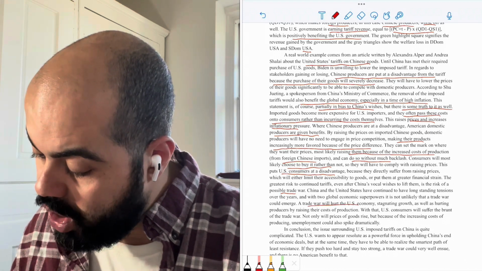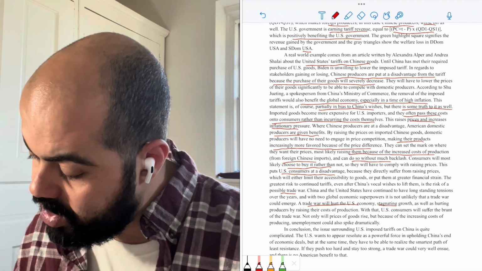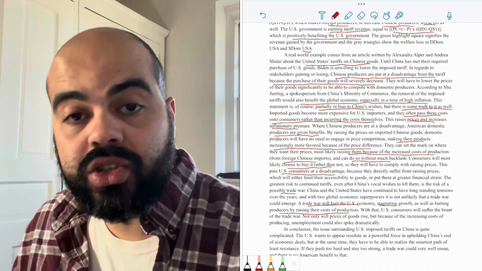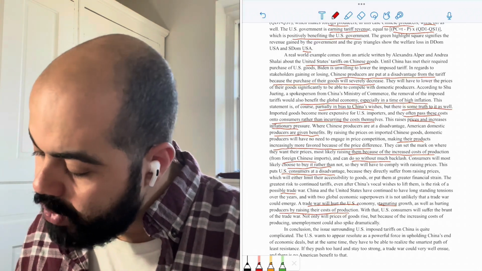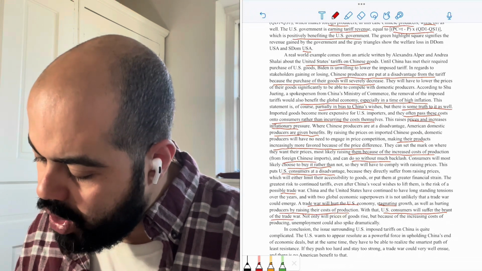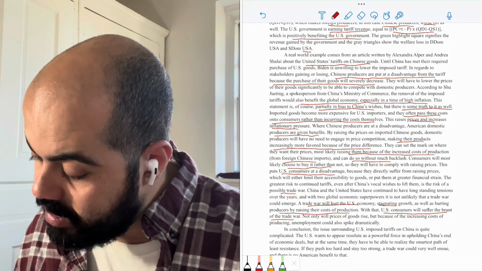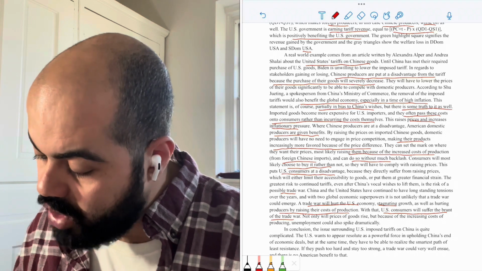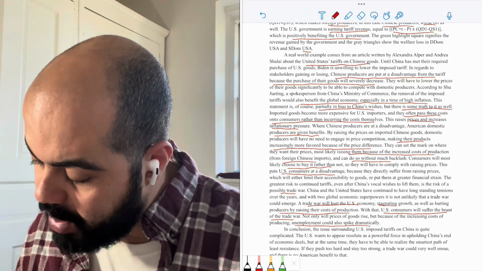A trade war will hurt the US economy, stagnating growth, as well as hurting producers by raising their costs of production. With that, US consumers will suffer the brunt of the trade war. Not only will prices of goods rise, but because of the increasing costs of producing, unemployment could also spike dramatically.